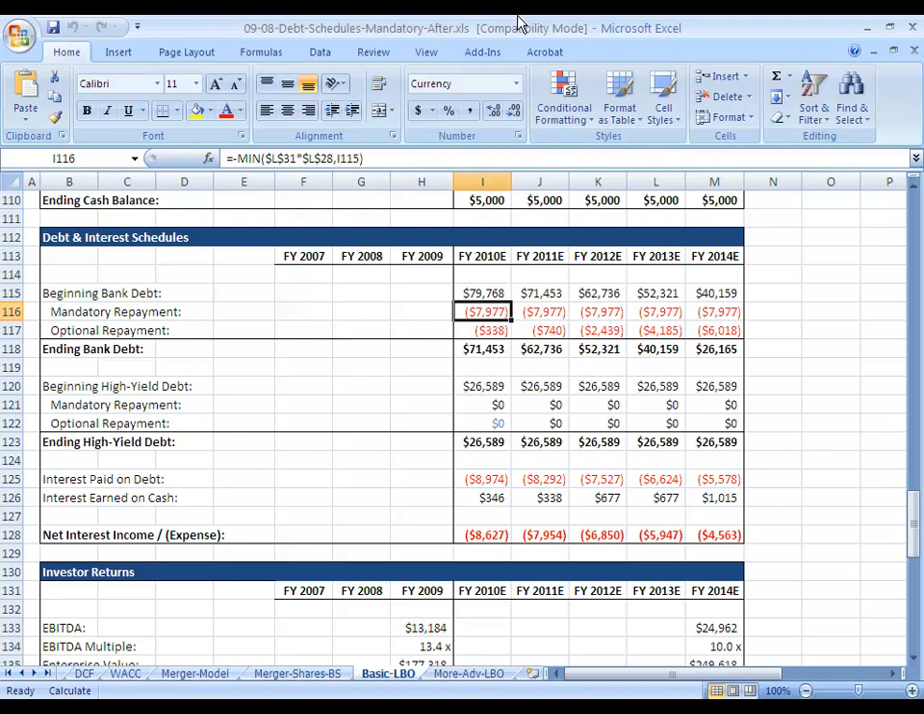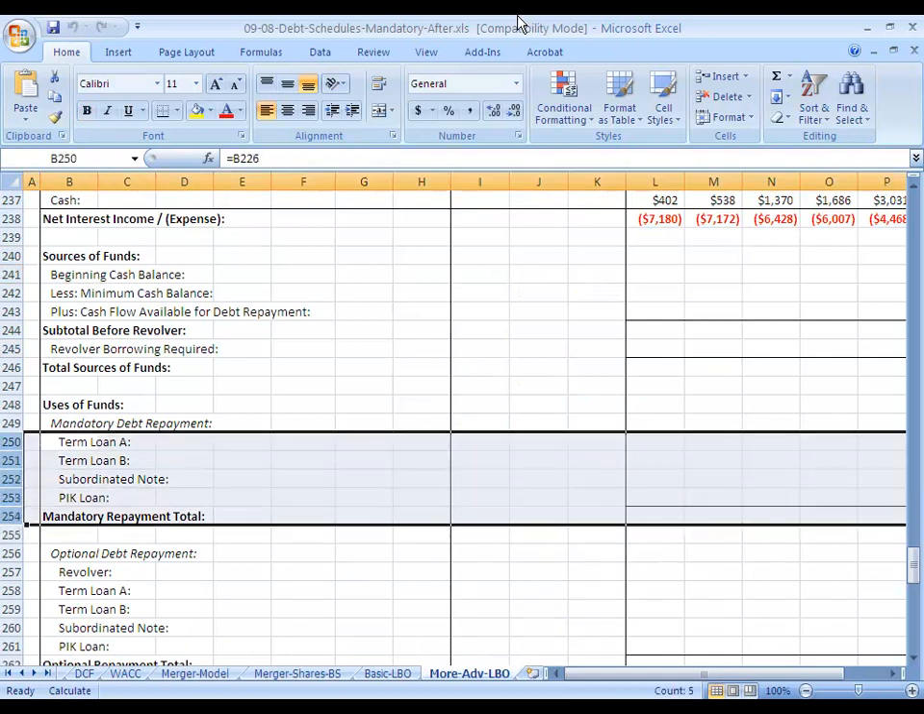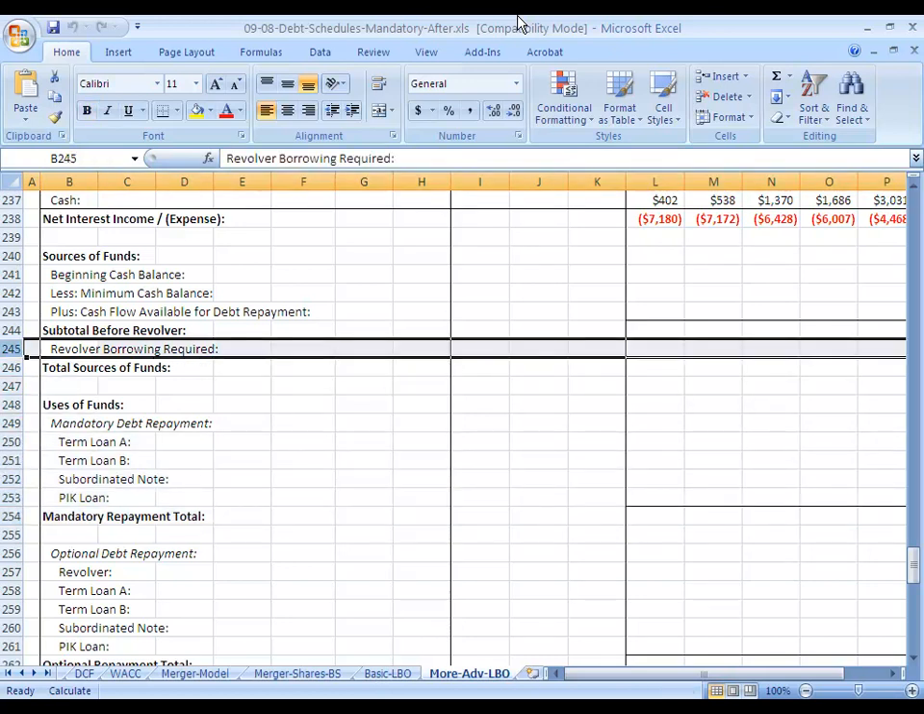So for example, if we had 100 worth of debt and we were repaying 10 each year, we would simply repay that 10 each year for the mandatory repayment. If on the other hand, we only had a balance of 5 left, then rather than repaying the 10, we would repay the 5, and that would be it. So with the more advanced model, for the mandatory debt repayment itself, the same principle is going to apply. Really, the only added complication here is that we may have to borrow money for our revolver.